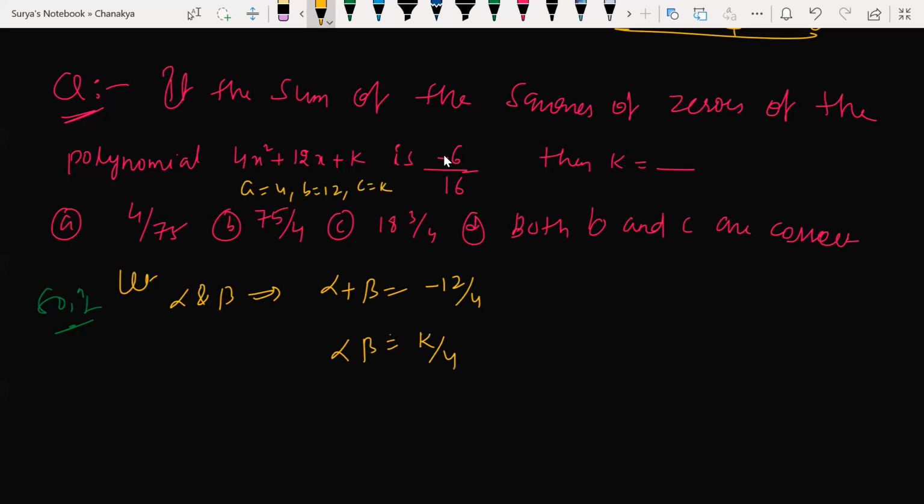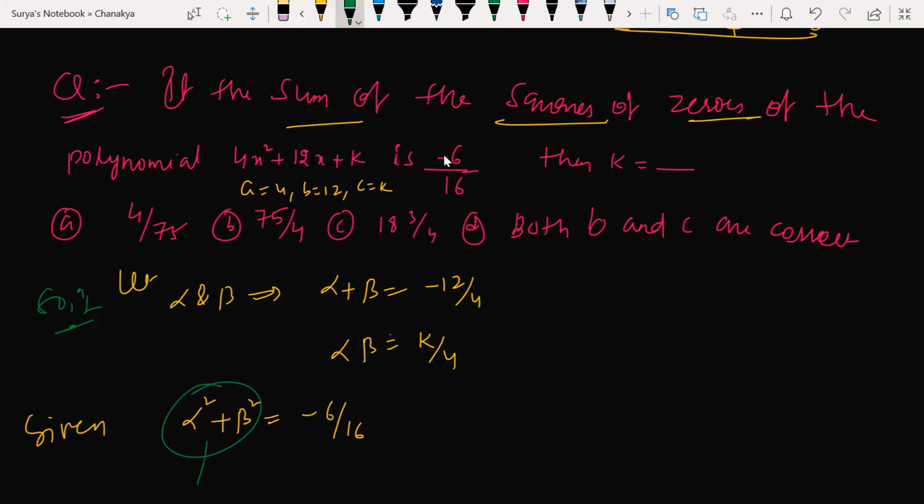What has he given? Sum of the squares of the zeros. Look, the sum of the squares of the zeros is nothing but what he has given, -6/16. Sum of the squares of the zeros, which is 6/16, correct?